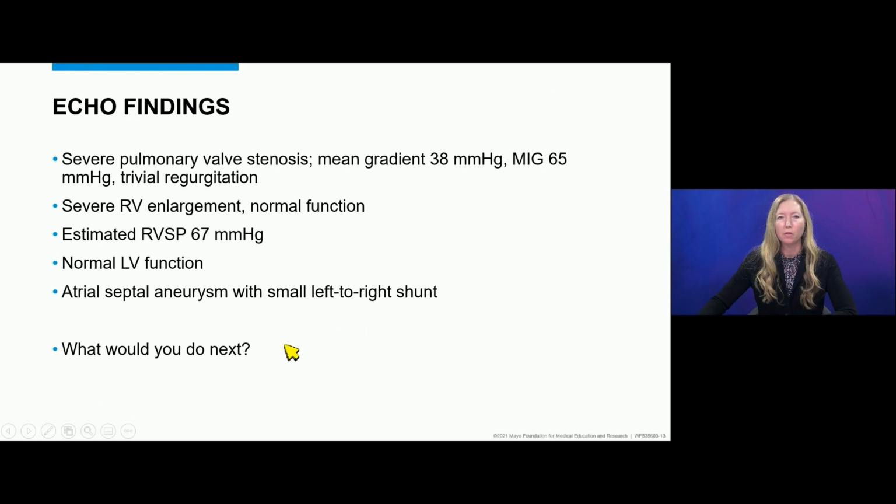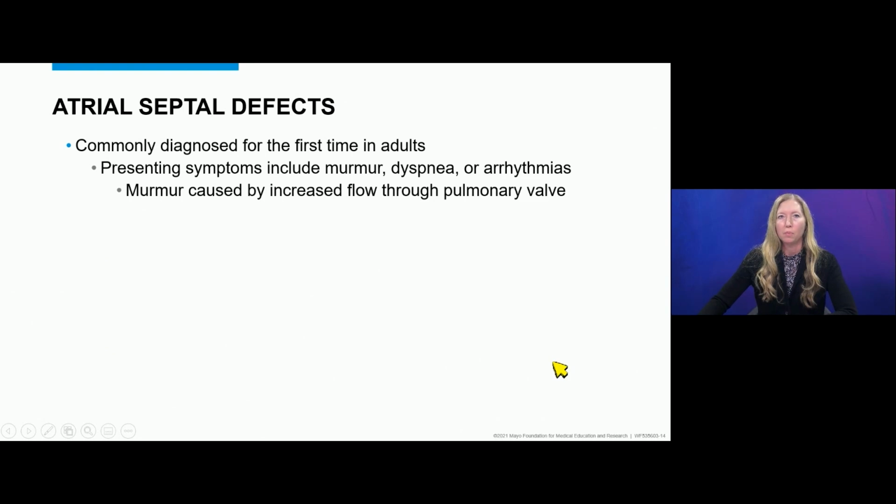So if you're seeing this patient, what would you do next? The incorrect answer would be to send the patient for pulmonary balloon valvuloplasty, which is what was referred in this case. So the important teaching point here is that this patient has a large atrial septal defect. So this is one of the diagnoses that is commonly diagnosed for the first time in the adult patient. And presenting symptoms may include things like a murmur, and the murmur is due to increased flow through the pulmonary valve, not due to shunting through the atrial septal defect. Patients are often short of breath.